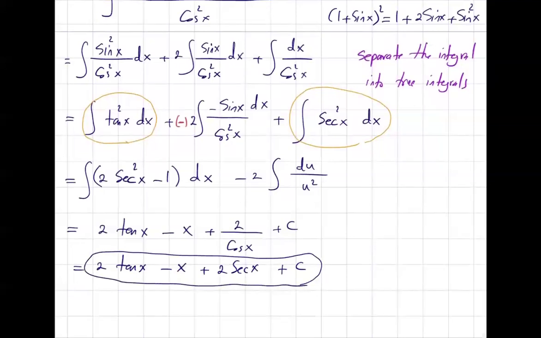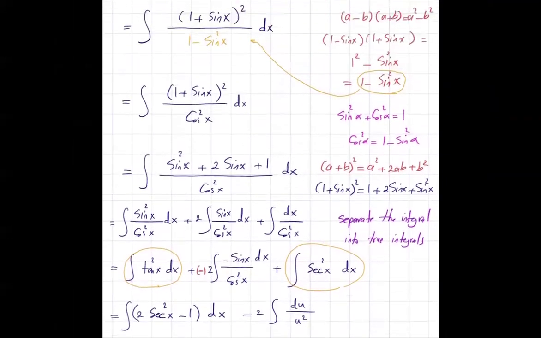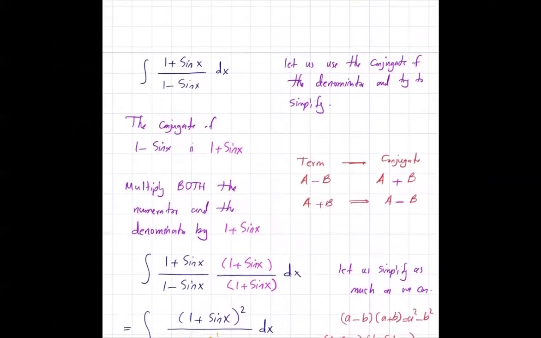So this is another method applying the conjugate and seeing that the conjugate of the denominator, even though it's not in radical form, helps us to simplify this integral and calculate it a little bit easier.